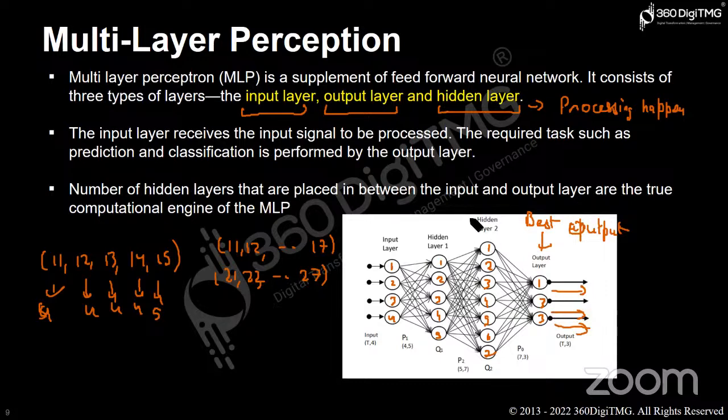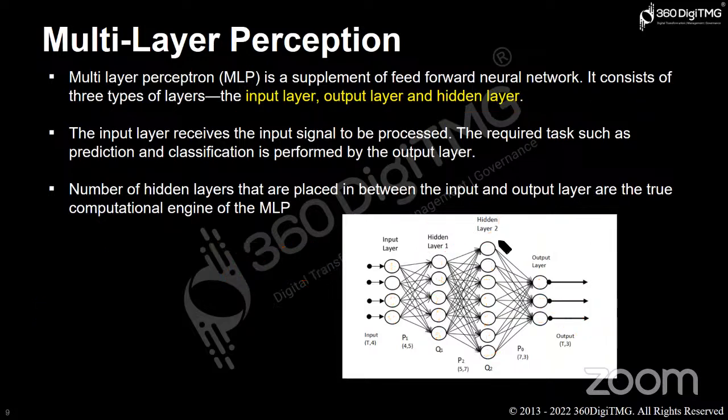So these hidden layers are the processing machines. These hidden layers are where all the magic of neural networks is happening. Everything you do, it's happening here. So they become very important. So let's move forward.